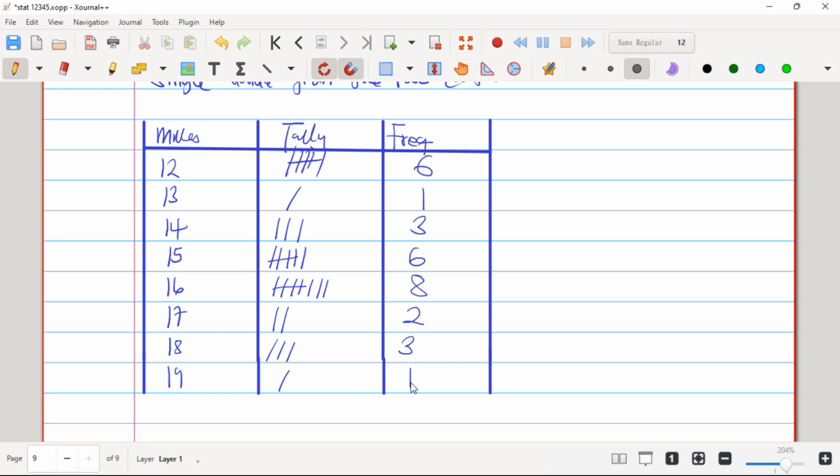So right now we have learned how to construct the grouped frequency distribution and the ungrouped frequency distribution. In our next video, we are going to discuss how, when we are given a grouped frequency distribution and asked to calculate the class boundaries, the class midpoint, the cumulative frequency, and many more, we are going to calculate those.